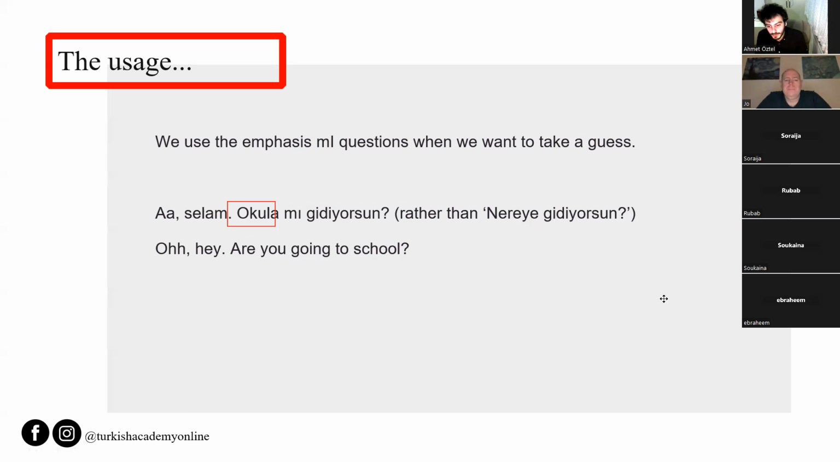And also, we use this when we are, and Turkish people love to do this, when we are taking a guess about someone's action. This quite happens to me a lot because I have friends from my neighborhood, and when we see each other in the street, this is what we usually ask each other. Like, oh, are you going to work? Are you going to school? So we don't actually say okula gidiyor musun? We say okula mı gidiyorsun? Oh, hey, are you going to school? So because this is the one that I'm asking.